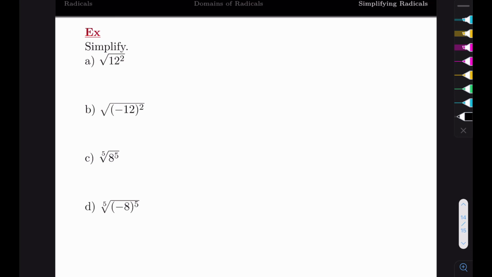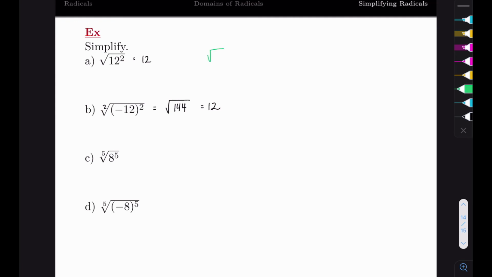In this first one, square root of 12 squared, square and square root just cancel each other out, giving us 12. Here's where we run into that issue. Square root of negative 12 squared, I can't just say they cancel and give me negative 12 because it is an even root. So I would recommend doing that inside first. It's the square root of positive 144, which gives us positive 12 as an output.